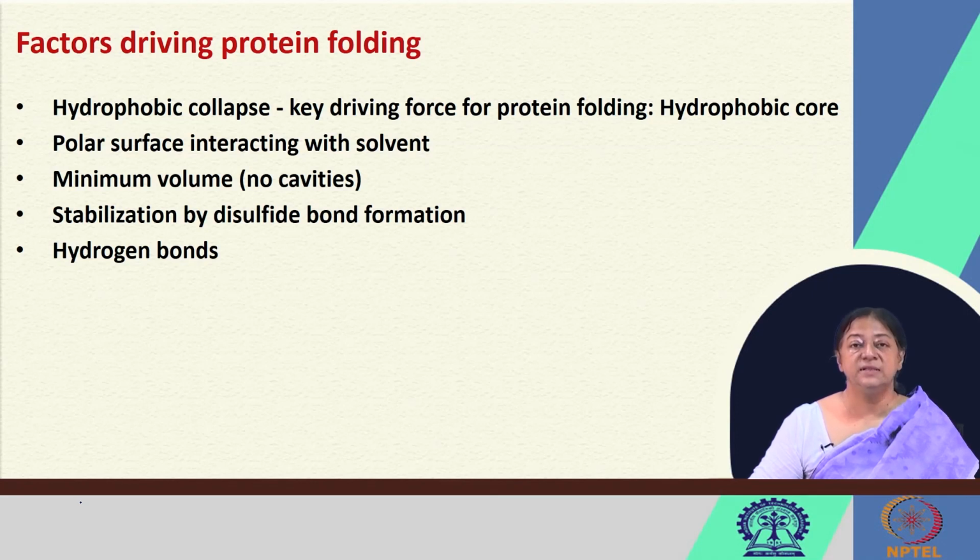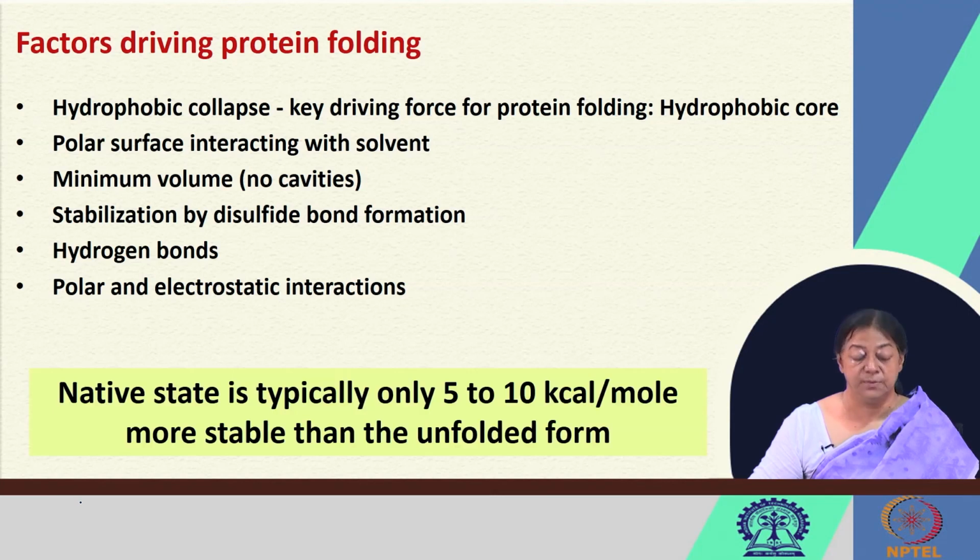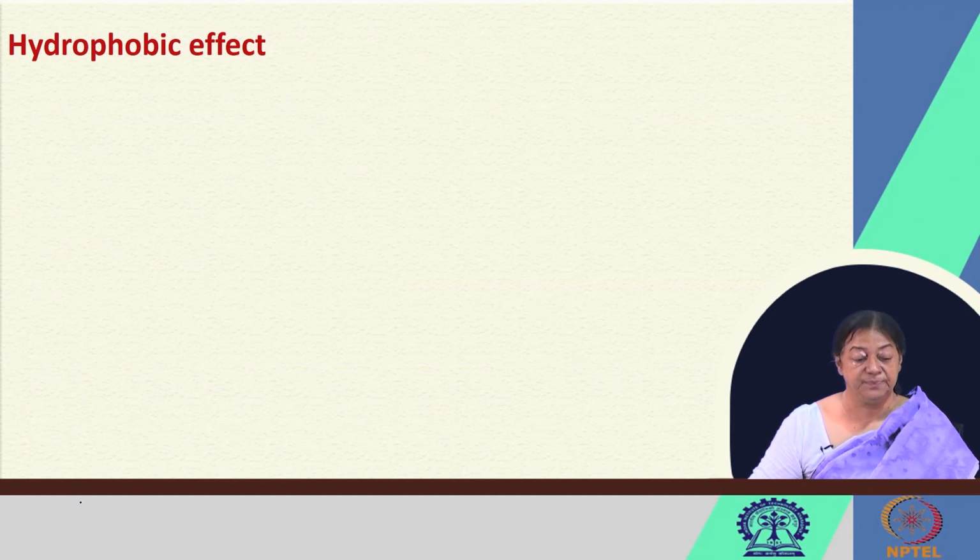Considering that this is an important aspect, each of these is going to contribute thermodynamically to the protein folding that we are going to see. And of course, we have the polar and the electrostatic interactions, usually the ion pair interactions that we see between the acidic and the basic amino acid groups. Now, the native state is typically only 5 to 10 kilocalories per mole more stable than the unfolded form, which we will be discussing. Now, when we look at the hydrophobic effect, what is it exactly that we mean?